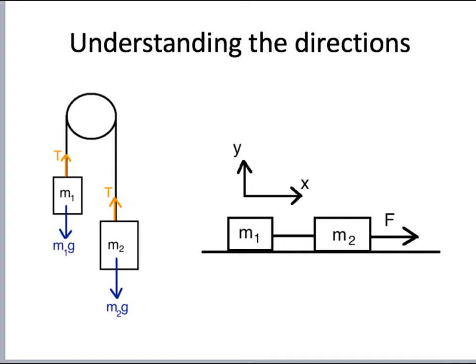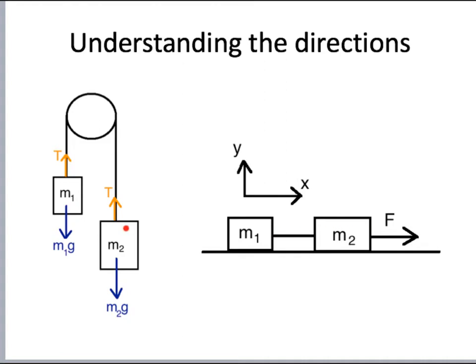Well, think of it like this. If this were not on a pulley but just on a flat surface, and I'm pulling these two blocks to the right, if block 2 goes to the right 5 meters, block 1 goes to the right 5 meters. Now, rather than saying to the right, let's say in the positive direction. If block 2 goes in the positive direction for 5 meters, block 1 has to go in the positive direction for 5 meters.